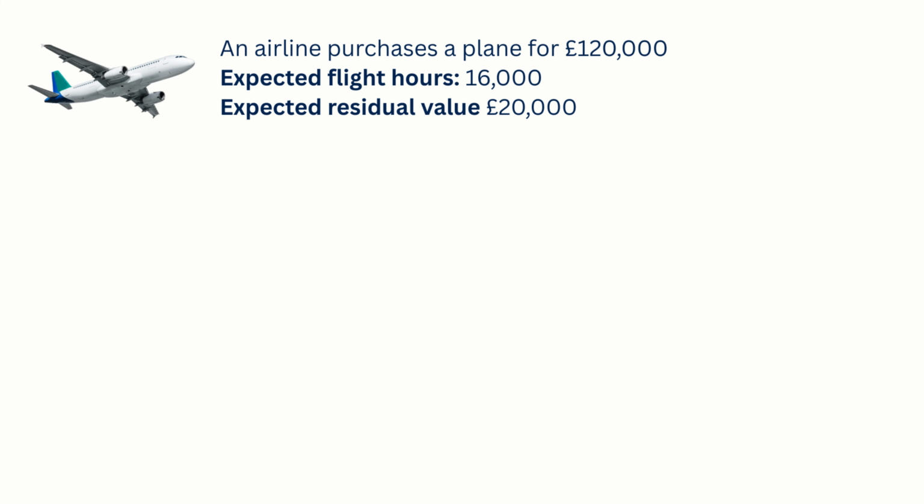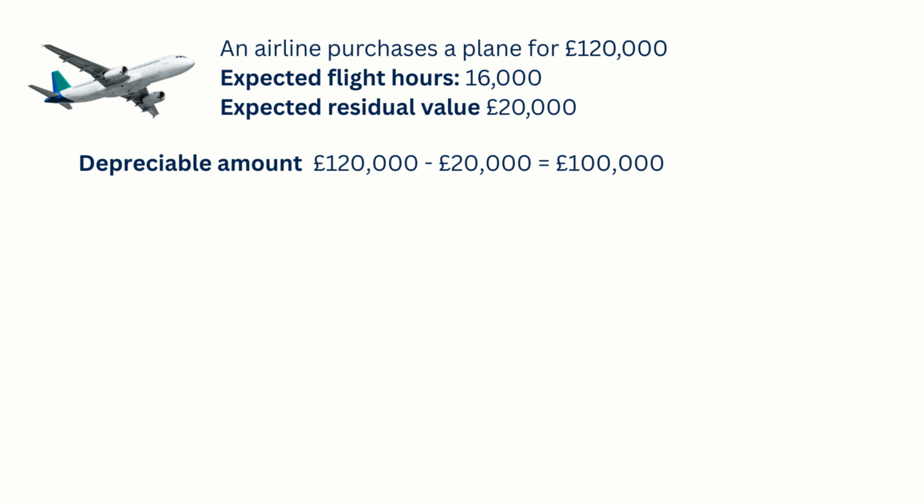An airline purchases a plane for £120,000. The plane is expected to have a residual value of £20,000 at the end of its useful life. The plane is expected to be used for 16,000 flight hours in total. Flight hours measure how much the plane is actually used.